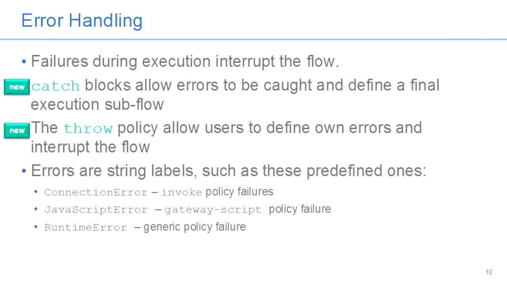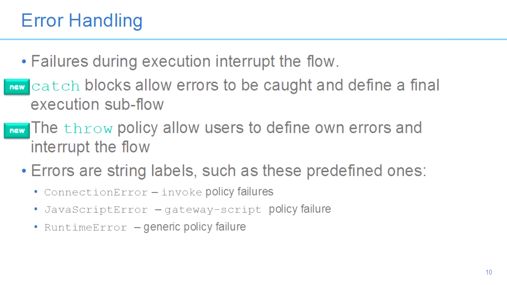You can catch on error labels. They're pretty much strings. We have a few that are predefined in our out-of-the-box policies. I'm showing you some examples here, like connection error or JavaScript error. We have our generic policy failure, which we call runtime error, in case a policy does not define anything specific. But you can define your own if you're writing your own policy, or if you're using the throw policy itself, where you can define your own errors and catch on them at a later point.